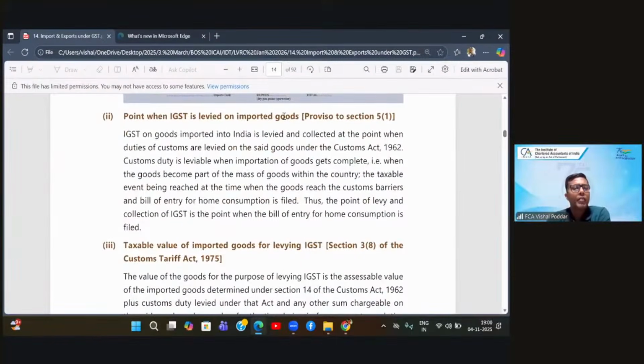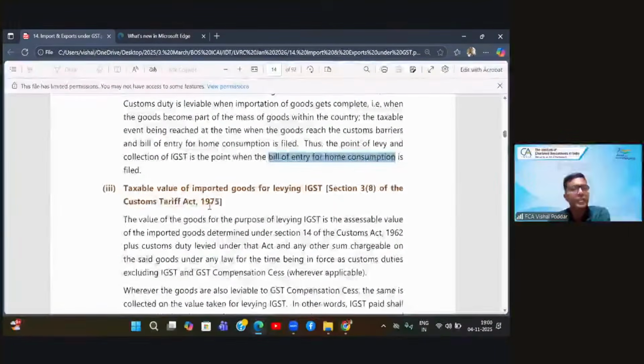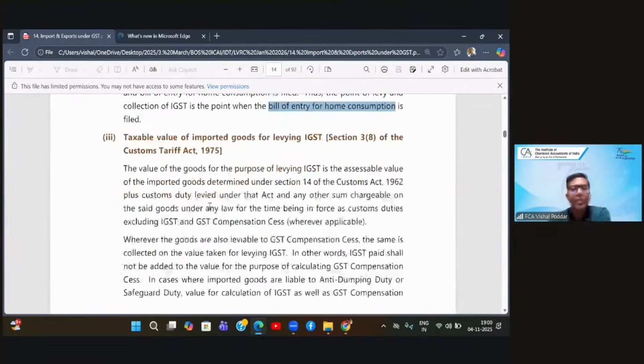The point where IGST is levied on imported goods will be the point where customs is levied. And where is customs levied? When you file the bill of entry for home consumption. So even the IGST levy gets delayed till the levy of customs happens.